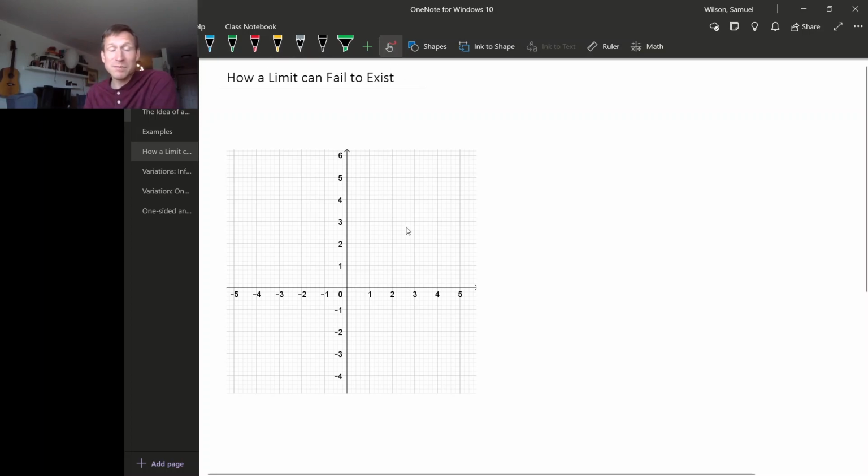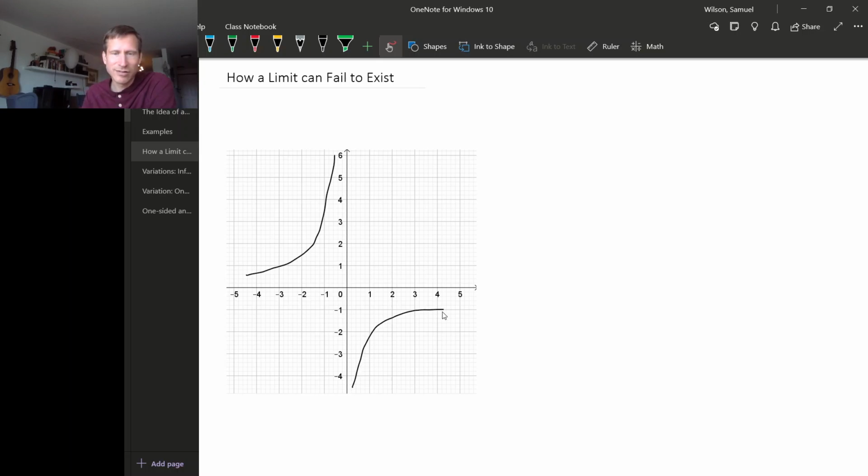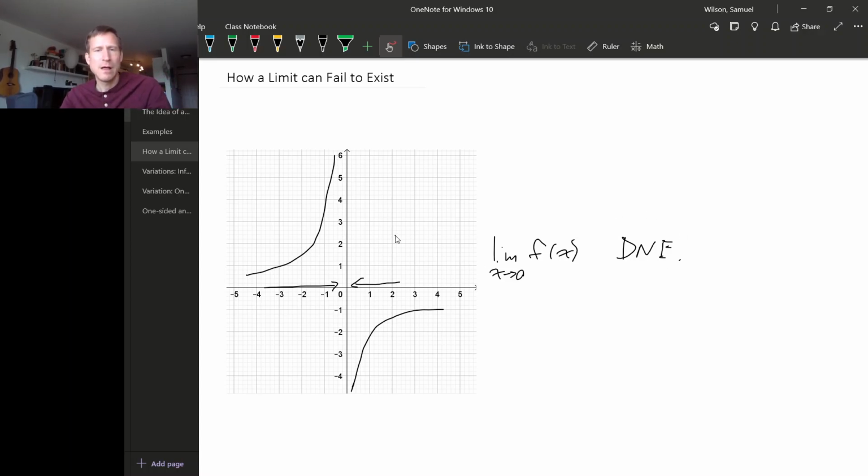Another way that a limit can fail to exist is if we have something like this. Right? So here, if we think about the limit as x goes to 0 of f of x in this picture, this limit fails to exist because as we approach 0 from the left, the graph goes up. As we approach 0 from the right, the graph goes down. Well, these two are never going to come together to agree on a height, and so this limit does not exist. Okay. But there's another way that a limit can fail to exist.